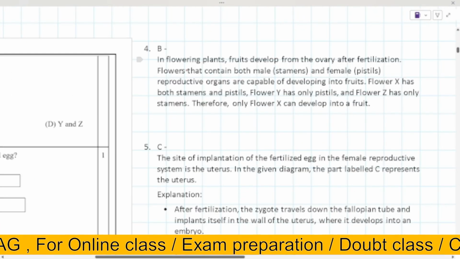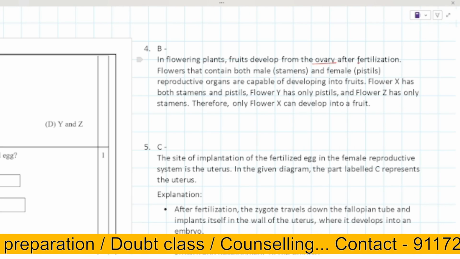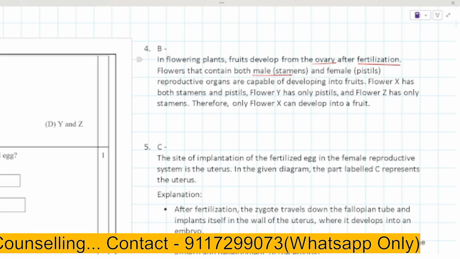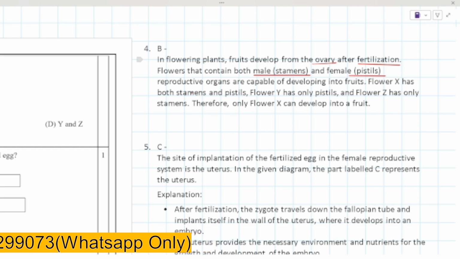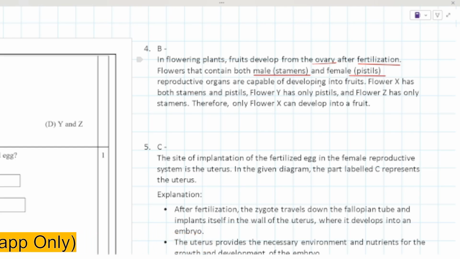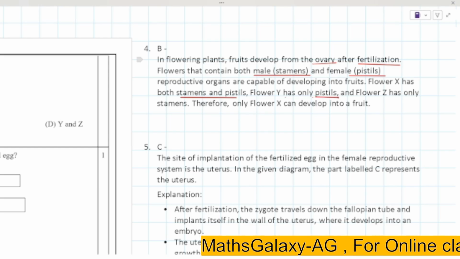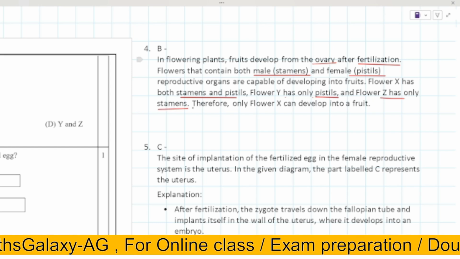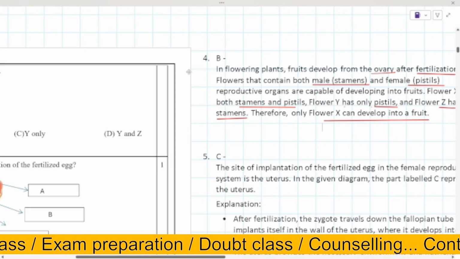Now let's see the explanation. In flowering plants, fruit develops from the ovary after fertilization. Flowers contain both male stamens and female pistils, which produce male gametes and female gametes. Reproductive organs capable of developing into fruit: flower X has both stamens and pistils. Flower Y has only pistil, as I told you, the female part, and flower Z has only stamens. Therefore, only flower X can develop the fruit. Is it clear? So it's too simple.